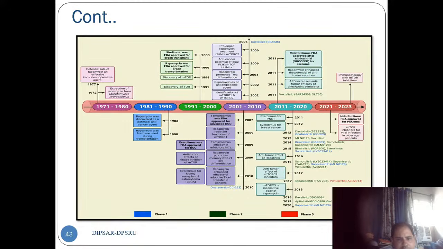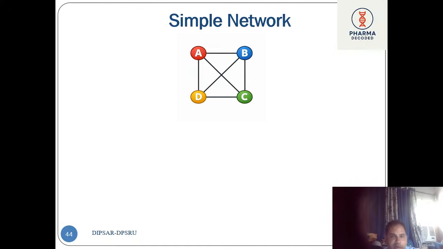Okay, so these are the discovery phases with respect to the signaling. So I request every one of you, whenever you are applying these techniques, correlate it with the clinical data as well. Otherwise, if you are not correlating it with the clinical data, you will always face problems, and you will not be able to defend the questions by the experts, right? So now starting with the simple network.